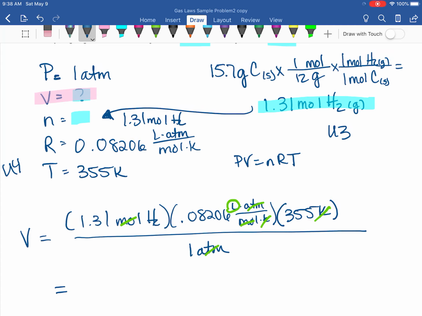All right, so let's grab your calculator. Let's do this. 1.31 times our gas constant times our 355 divided by 1. I'm getting 38.2 liters of hydrogen gas.